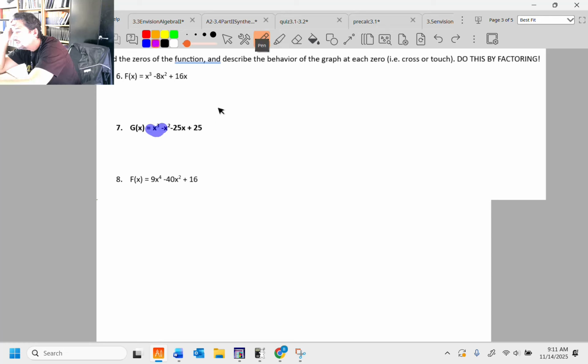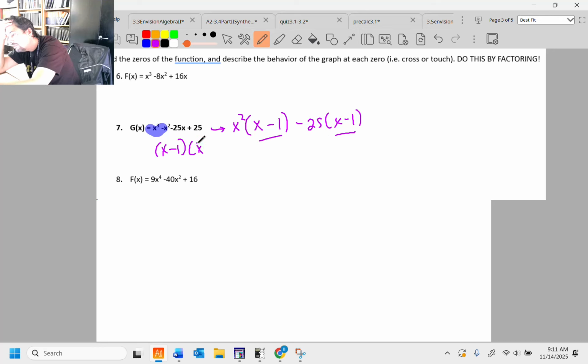I looked at those terms and I decided really quickly that they both possessed an x squared. If I pull it from x cubed, I have an x. If I pull it from negative x squared, I have the negative 1. I know that I can pull a negative 25 from both of these pieces and create the x minus 1 again. So the common factor between those two pieces is the x minus 1, and the stuff left over is x squared minus 25. But wait, there's more.